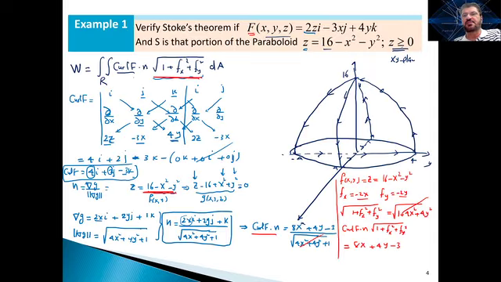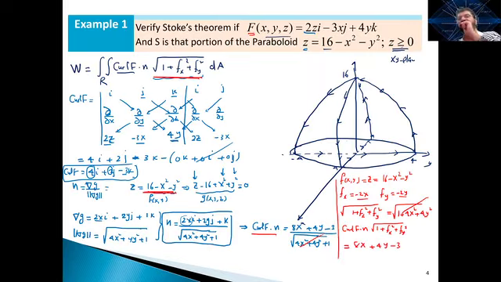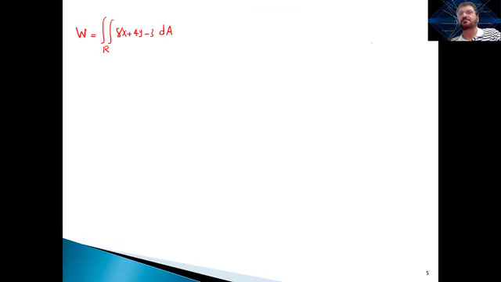So I'm going to go to the next page and say that the work done is equal to the double integration of 8x plus 4y minus 3 dA over R. Now let's go to the graph, guys. Where is R? This is R. What is this? This is a circle of radius 2, isn't it? It's a circle of radius 2. So I'm going to take it here.